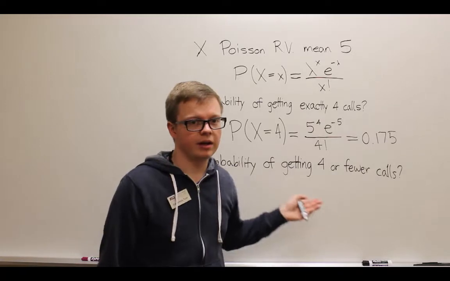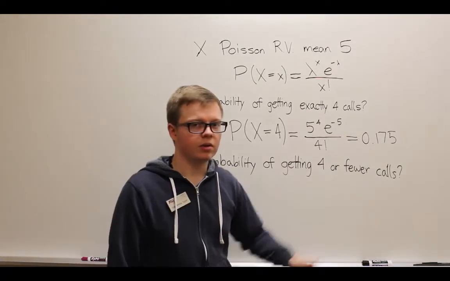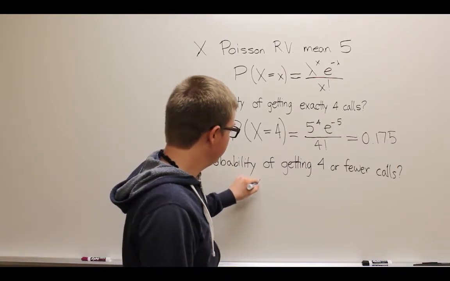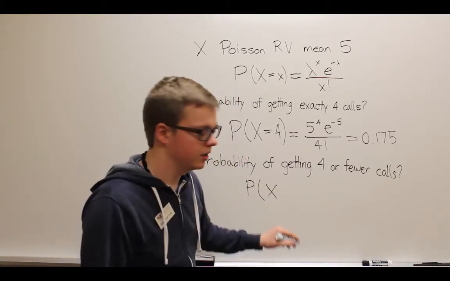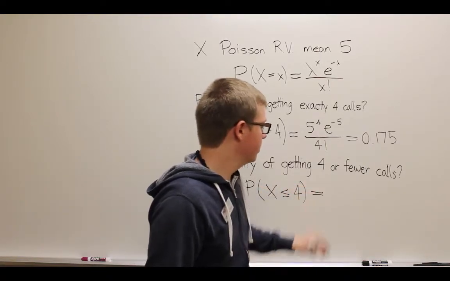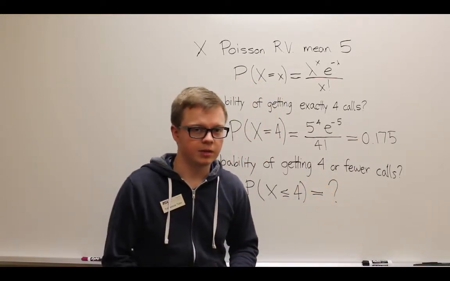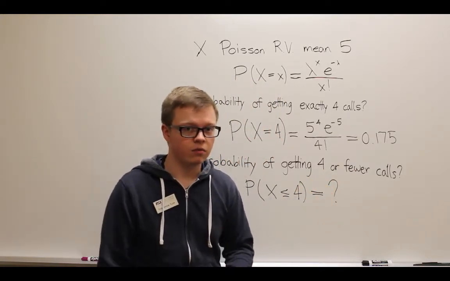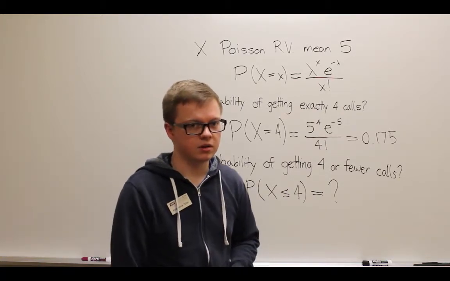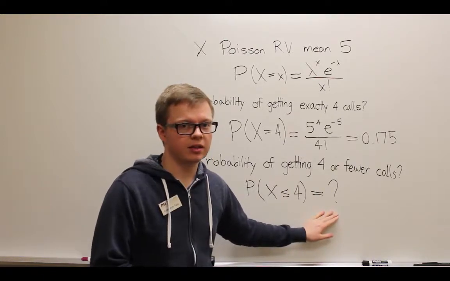Now let's say we want to ask this other very natural question. What's the probability of getting 4 or fewer calls? If we write that in probability notation, that's the probability that x is less than or equal to 4. And you'll see in the other video that I mentioned, we don't have a good formula for the cumulative distribution function of the Poisson distribution. So we can't easily answer a question like that.